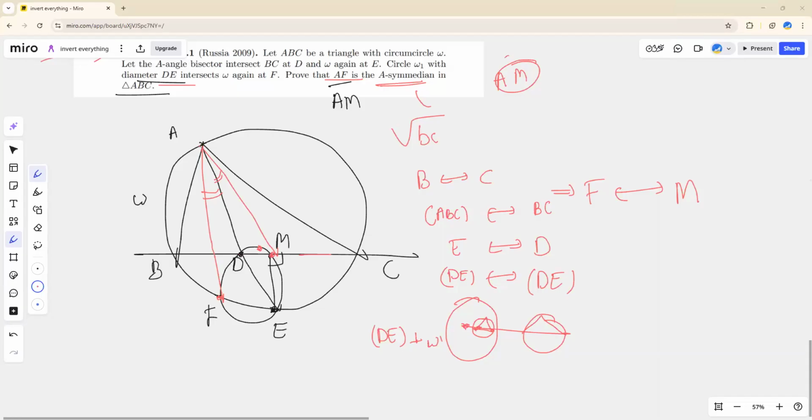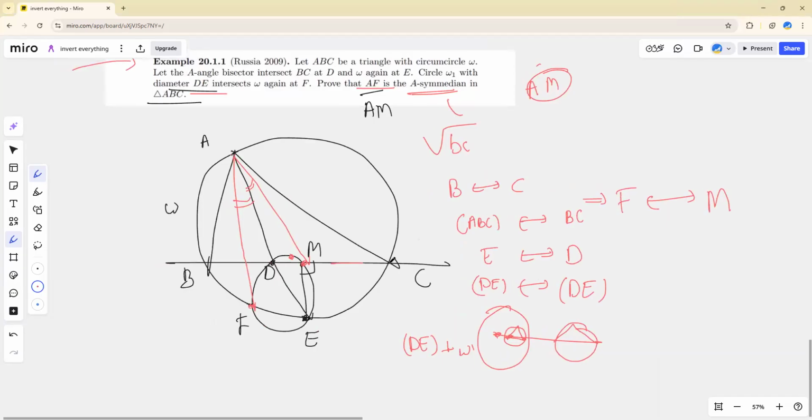Now I wanted to cover one more problem. Does the point F have any nice name? Because it seems like a nice point. Which point? The point F. I meant F, the point F, the inversion of M.